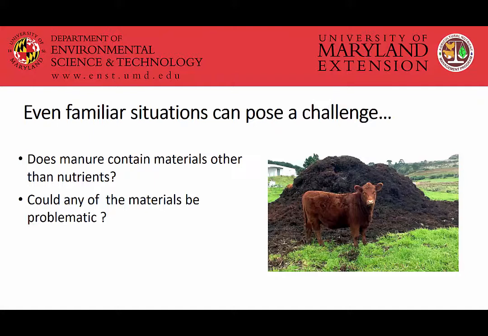So can you think about anything else that might be in manure other than nutrients that you might have a concern about or your clients might have a concern about? Organisms like salmonella. Yes, microbes, particularly pathogenic microbes. Okay, anything else? Heavy metals.